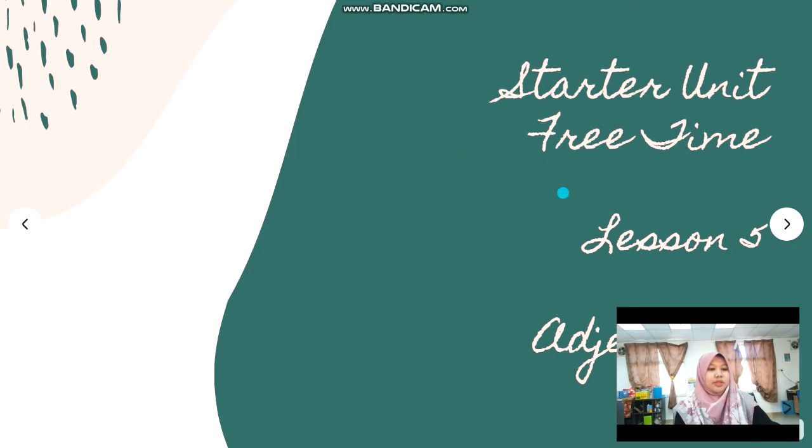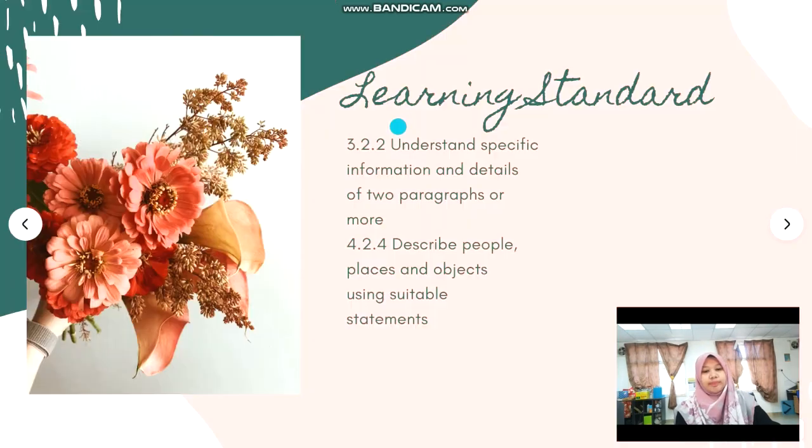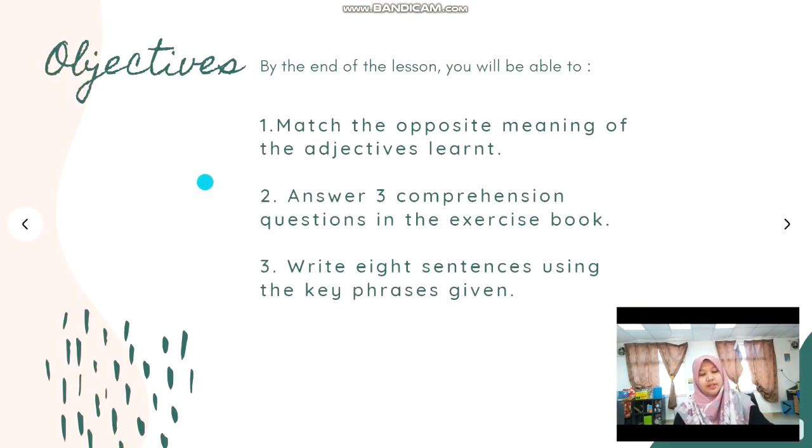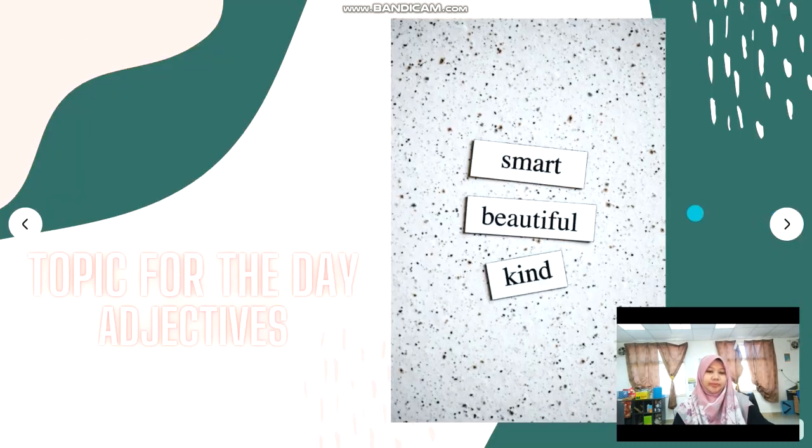Okay, this is our topic, Start a Unit Free Time, Lesson 5, Adjective. So this is our learning standard. Understand specific information and details of 2 paragraphs or more and describe people, places and objects using suitable statements. By the end of the lesson, you will be able to match the opposite meaning of the adjective list, answer 3 comprehension questions in the exercise book, and write 8 sentences using the 3 phrases given. Okay, so the topic for the day is adjective.